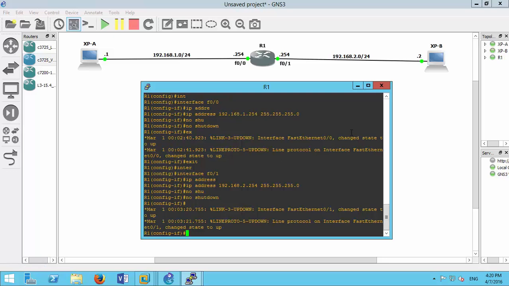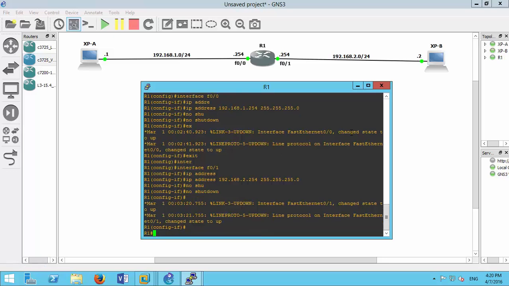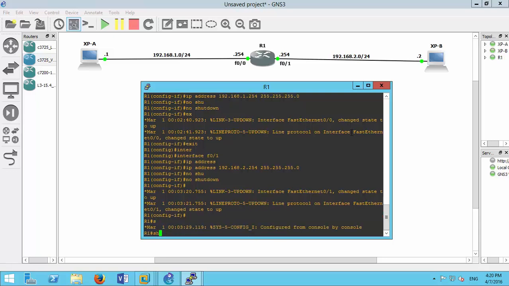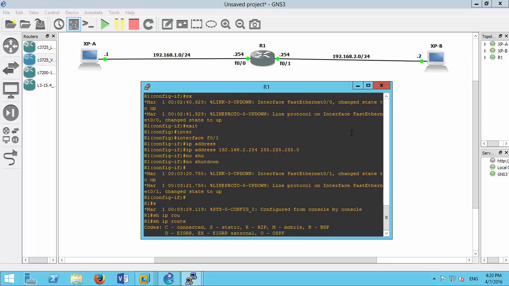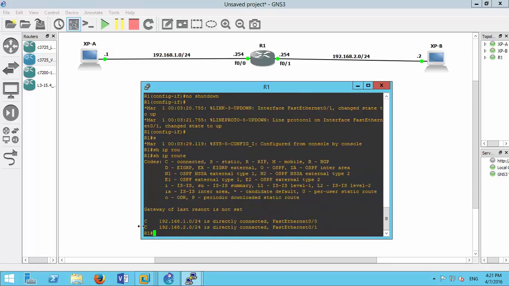As you saw, I only configured the IP address on the interfaces. That's it. Now I run show ip interface to show the routing table. Here it is. As you can see, the router knows about both directly connected networks now.